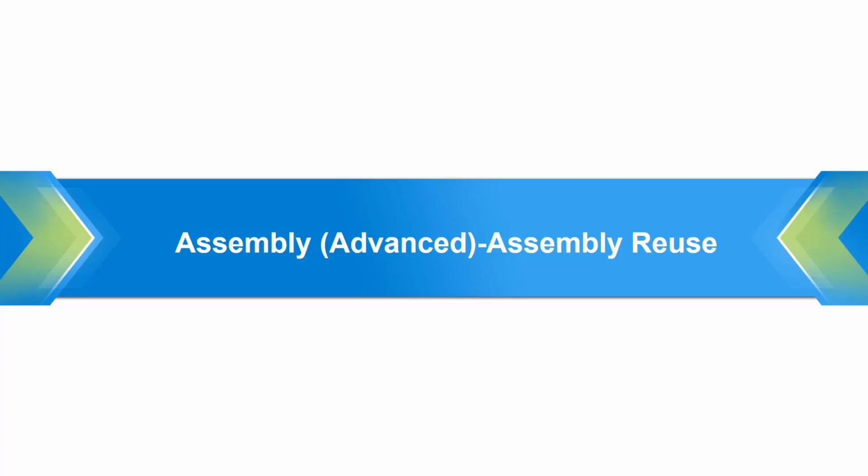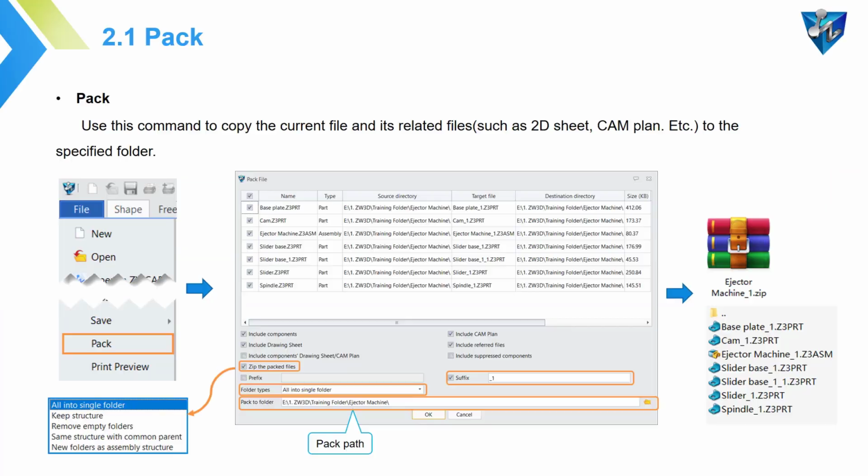Okay, in the next chapter, we are going to learn how to reuse assembly. The first one is pack. When you finish the assembly, if you'd like to send it out, it's better to pack it before sending, making sure you will never miss one part.